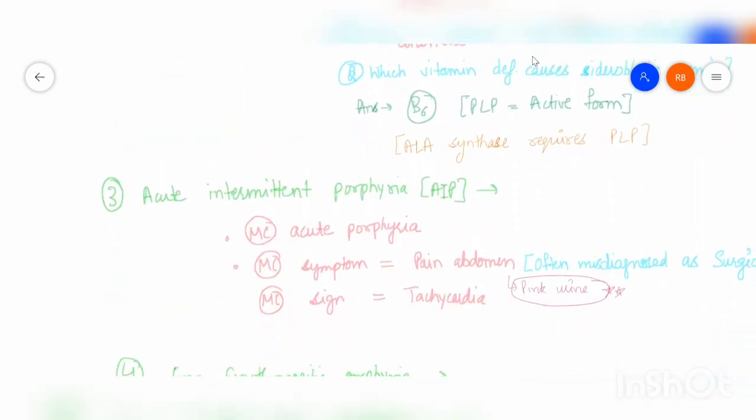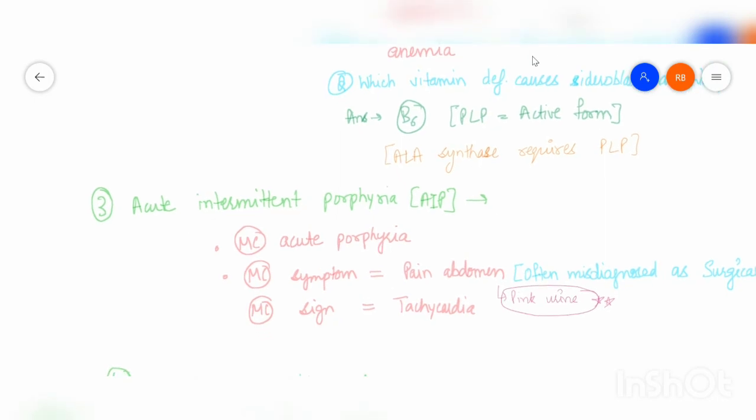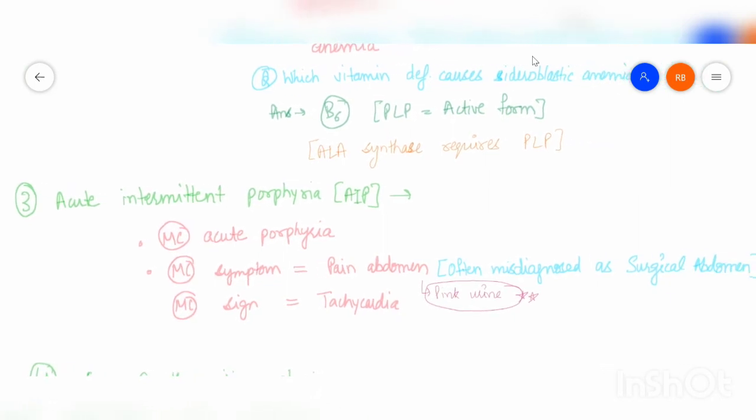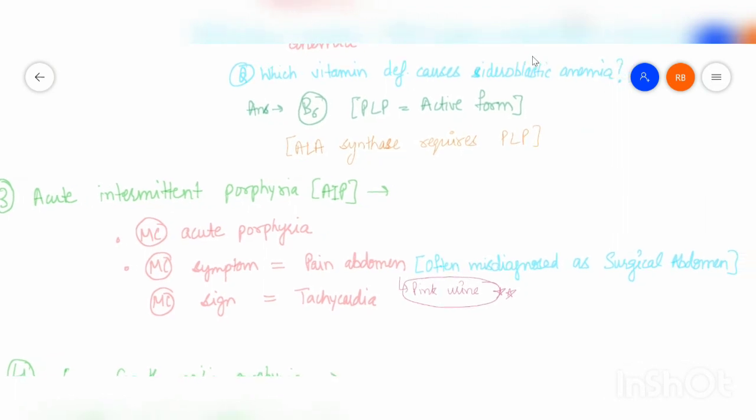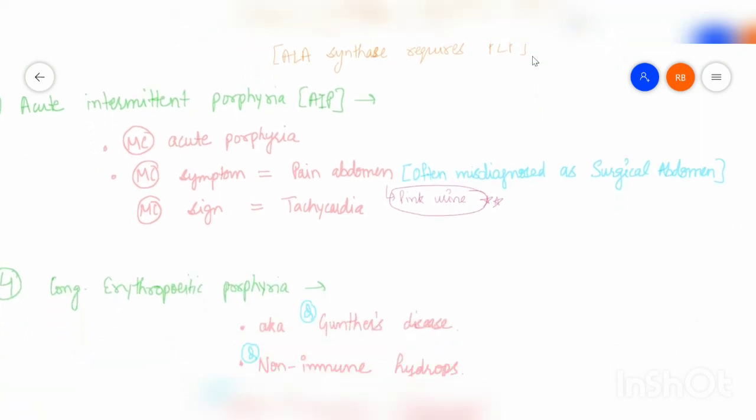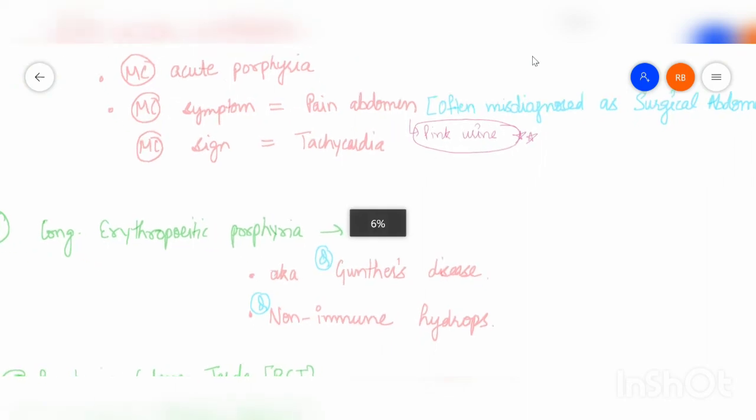Now coming on to the third point, that is acute intermittent porphyria. It is the most common acute porphyria. The most common symptom here, the patient comes with pain abdomen, which is often misdiagnosed as surgical abdomen. And from acute intermittent porphyria, you can remember the most common sign is tachycardia. Just remember it like this: patient is in pain, so pain can cause tachycardia, and due to pain his urine also becomes pink.